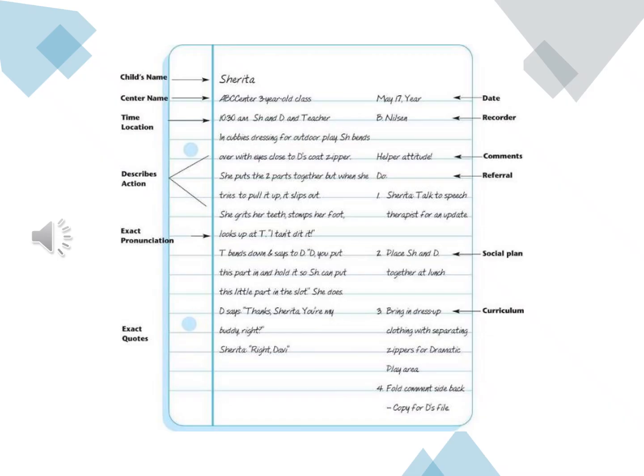So she's dressing for outdoor play, leans over with eyes closed, and puts the two parts of the zipper together. When she tries to pull it up, it slips out. She grits her teeth, stomps her feet, looks up. "I can't do it." And you can see that it is a quotation, so it's trying to capture what the child said, because remember, this is something that we're writing down after the fact.